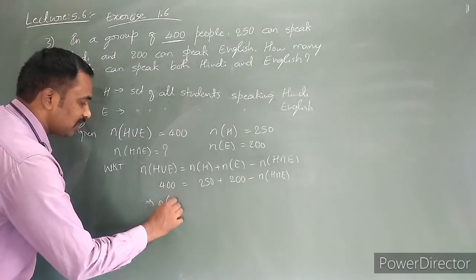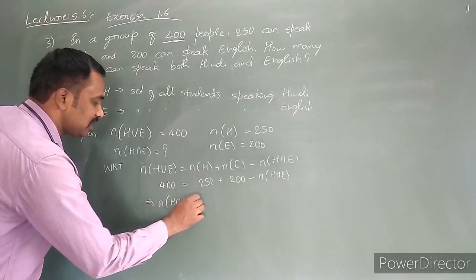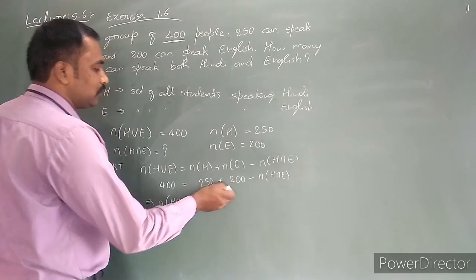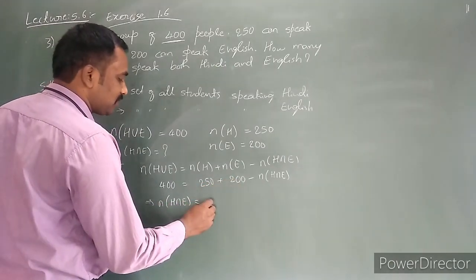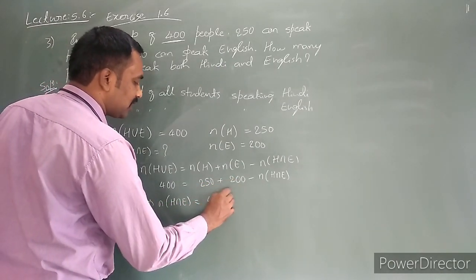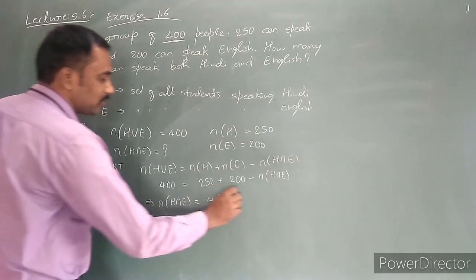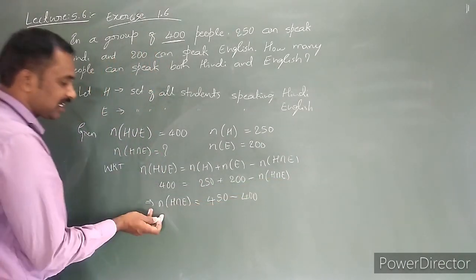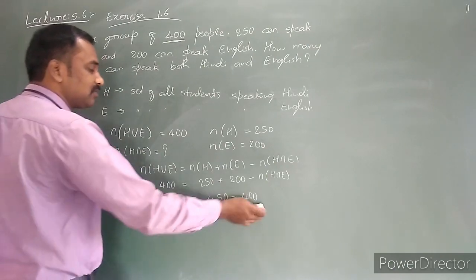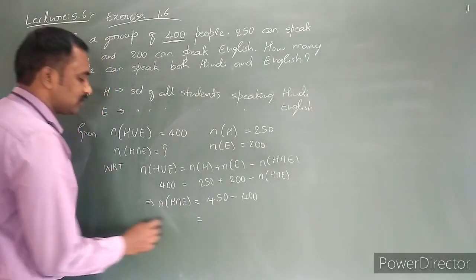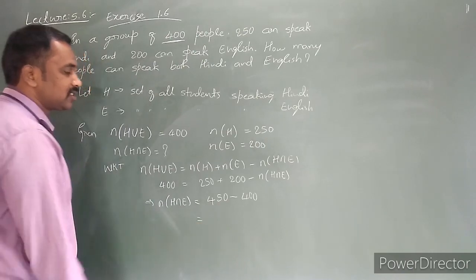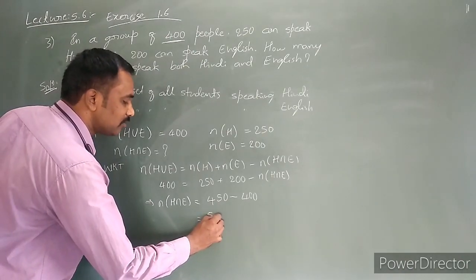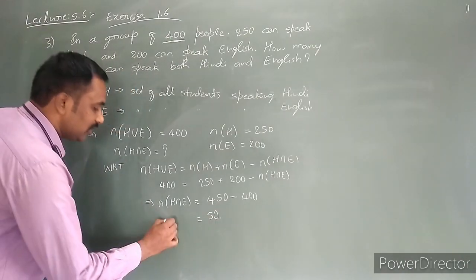This implies N of H intersection E is equal to 250 plus 200. 250 plus 200 is nothing but 450, minus this 400 shifted into the right hand side. This value is required, so it is taken on the left hand side, and this value is shifted into the right hand side. So N of H intersection E is equal to 450 minus 400, that is equal to 50.